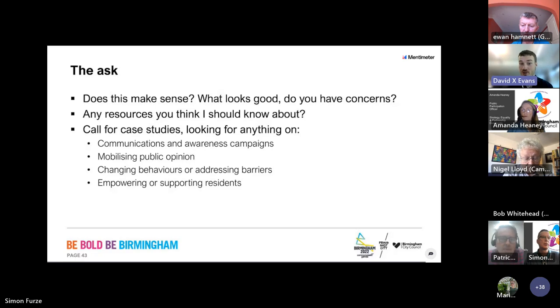Does this all make sense? What looks good? Or do you have any concerns about any of it? Are there any resources that you think I should know about with this work? And I'm really interested in any case studies that you might have, anything to do with communications, behavior change, or engagement done by local people, local groups. It'd be really great to spotlight some of that in this work.